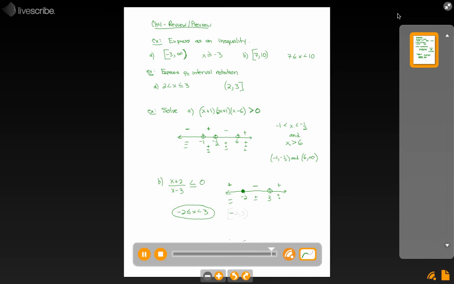In interval notation, that's going to be negative 2, 3, square bracket, round bracket. You wouldn't have to put both of those, just put one or the other, whichever one is making the most sense. Interval notation starts to get a little faster when you have multiple intervals.